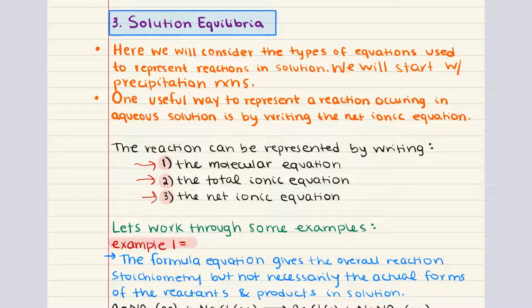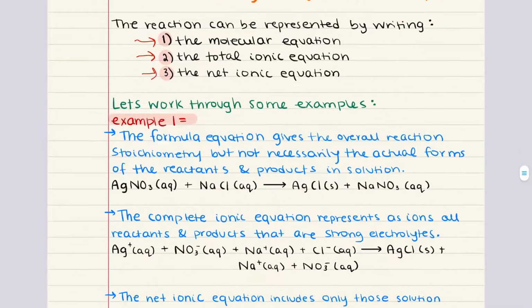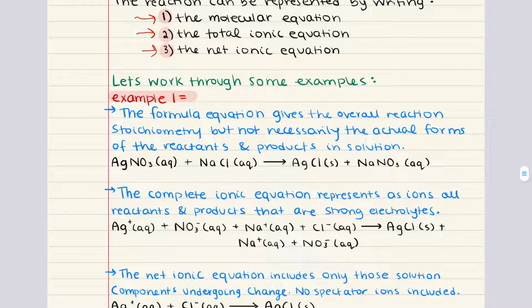What do each of these steps entail? This is best understood through an example. So we're going to look at the reaction between silver nitrate and sodium chloride. Now the first step is to write the molecular equation. In the molecular equation, all of the reactants and all of the products are shown in their neutral undissociated form. So for this reaction, we have silver nitrate reacting with sodium chloride to give us silver chloride and sodium nitrate.